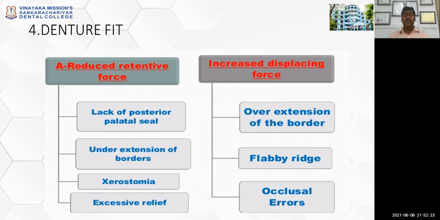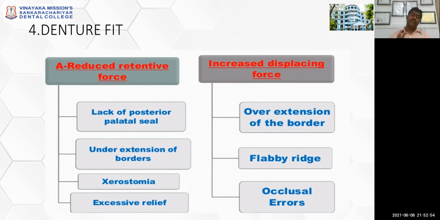In these particular patients, you can give salivary substitutes, artificial salivary substitutes. And whenever you give an excess relief, for example, you've given a big relief for the incisive papilla, incisive frenum, buccal frenum, then it is not going to stand. So these are certain things where you find a reduced retentive force, and increased displacing forces when there is overextension. I told you, when you press against the musculature, it is going to displace.